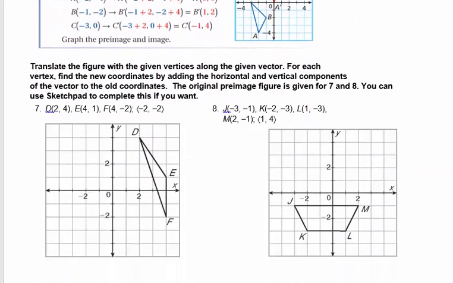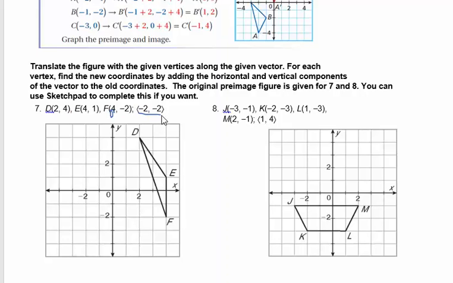So for 7 and 8, again, you could print this and do them by hand, or make it on your own coordinate system if you have graph paper. On these two, the pre-image is already graphed for you, so that cuts down on your work. So you will find the coordinates of D, E, and F by using this vector. And when you have done that, then you will graph the new coordinates and connect them to make a triangle.